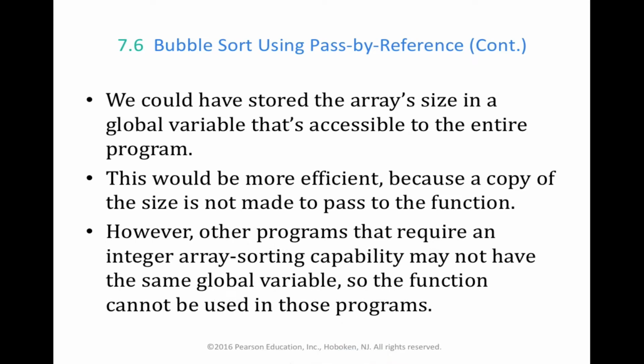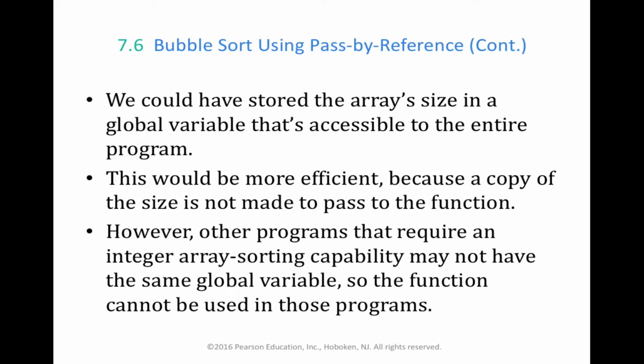We could have stored the array size in a global variable that's accessible to the entire program. This would have been more efficient because then a copy of size would not be made to pass to a function. However, other programs might require an integer array sorting capability, and they may not have a global variable, so that function couldn't be used in those programs. And again, that violates this concept of dependency inversion.